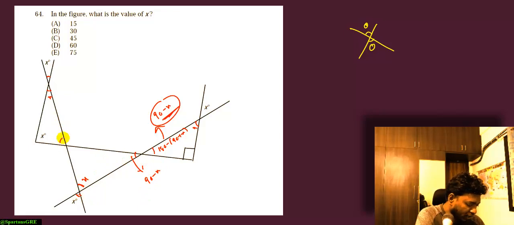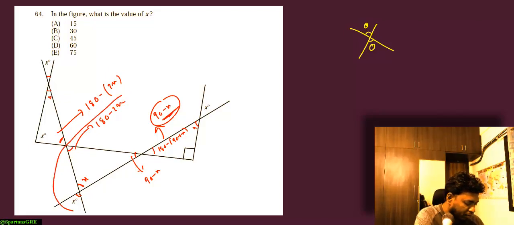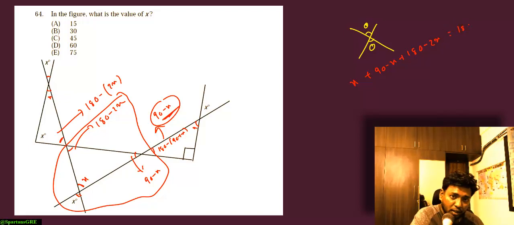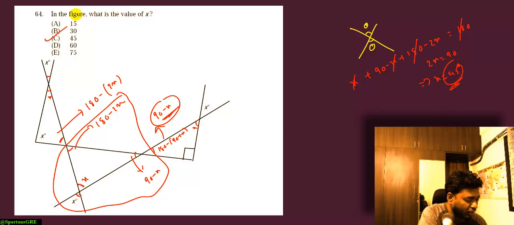Now you take this triangle, this angle will be 180 minus 2x. Now this angle will be 180 minus 2x. Now if you take this big triangle, your angles are x plus 90 minus x plus 180 minus 2x. Adding all these angles should give you 180. So 180 cancels out and x will get cancelled. So your 2x is 90 degrees. That implies x is equal to 45 degrees. So your answer for this is 45 degrees, right?